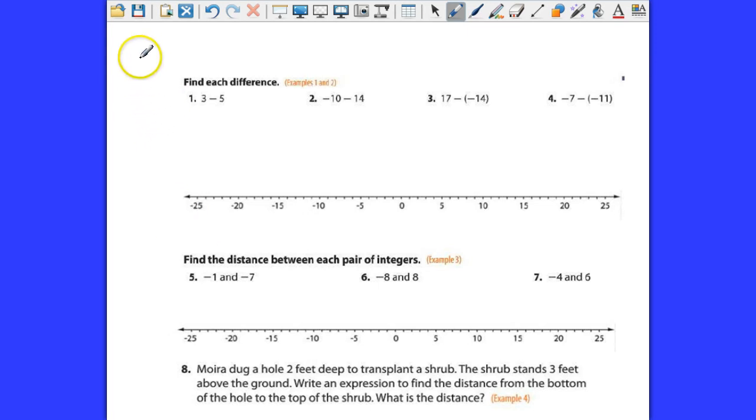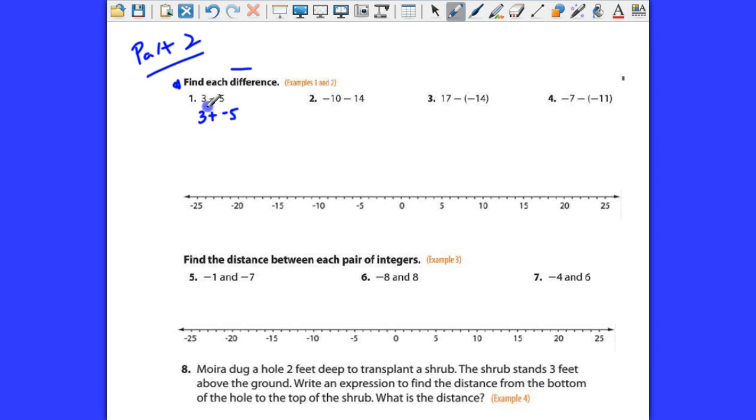We're on the back side. This is part 2 of subtraction with integers. So on the last side, you saw how we want to change everything to addition. So let's work this out right here. We're going to find the difference. Difference means subtract. All right, 3 minus 5. Let's change that to addition. 3 plus. It's minus positive 5, so it's 3 plus negative 5, right?